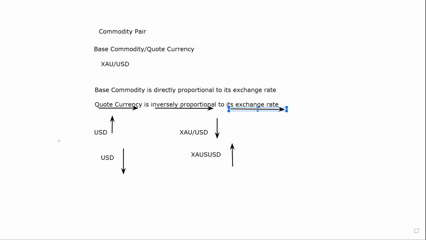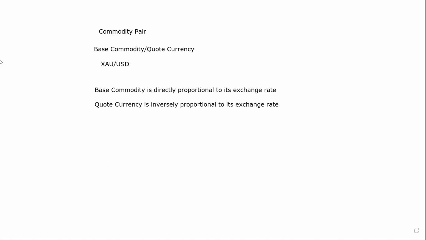Now let me give you a generalized formula. We have the base commodity.